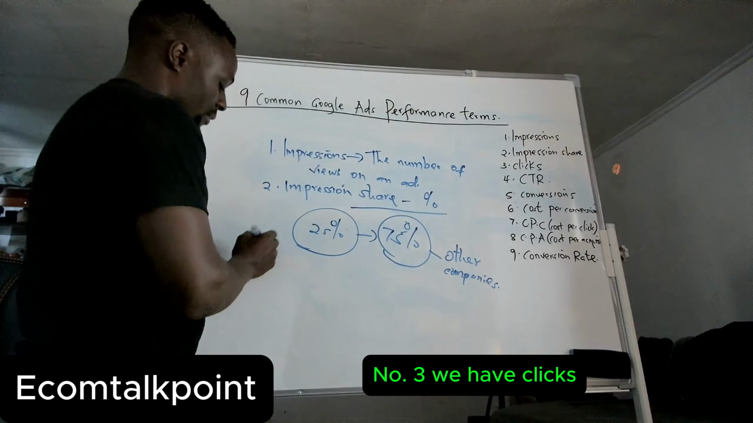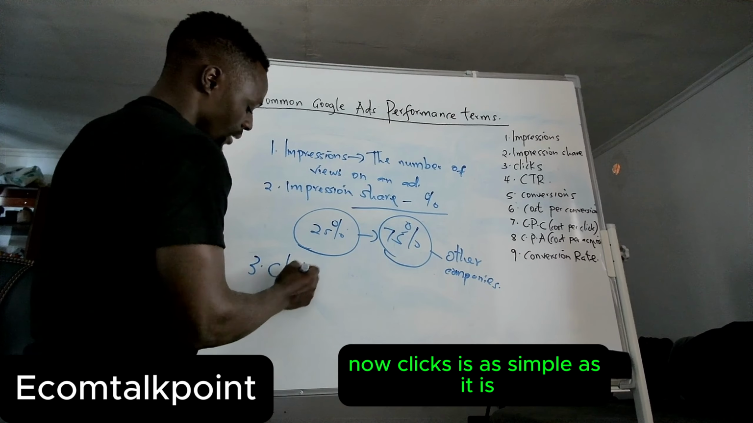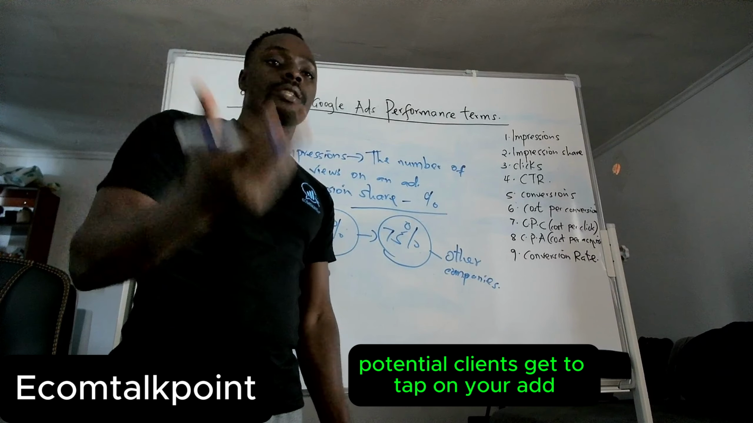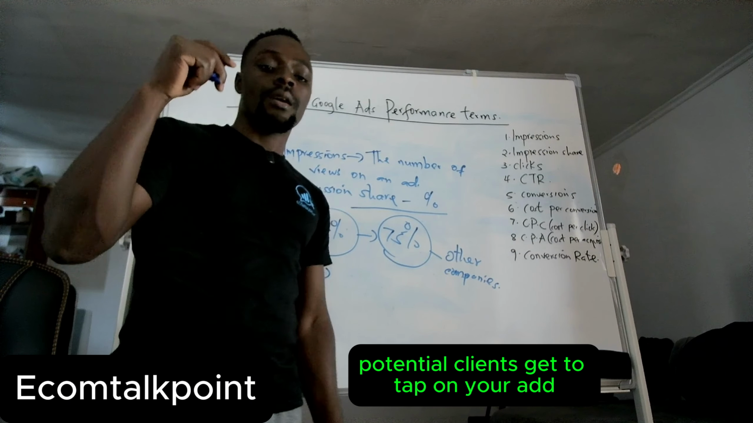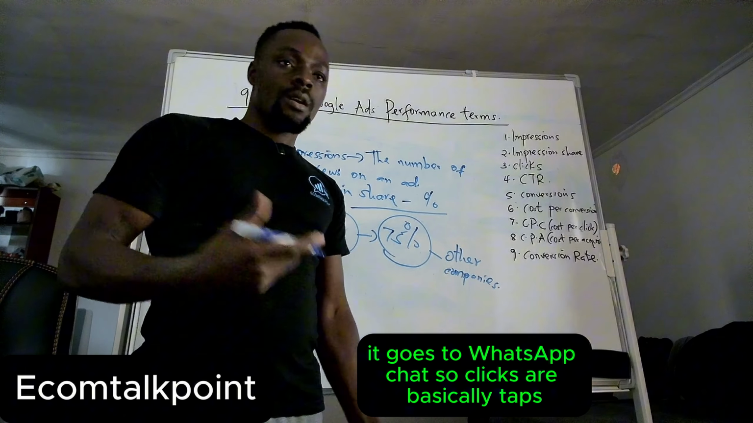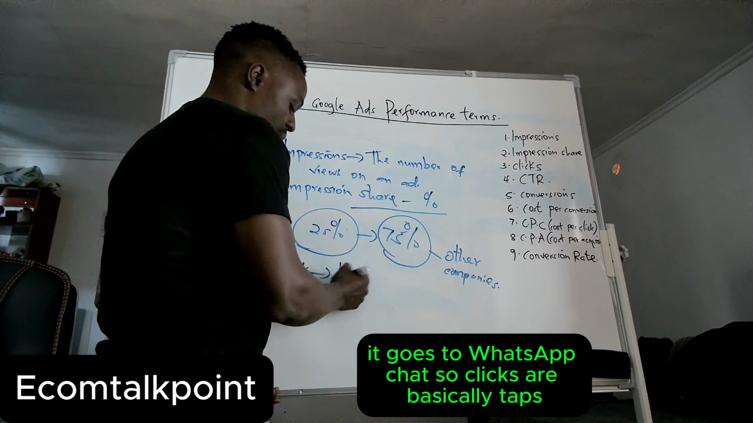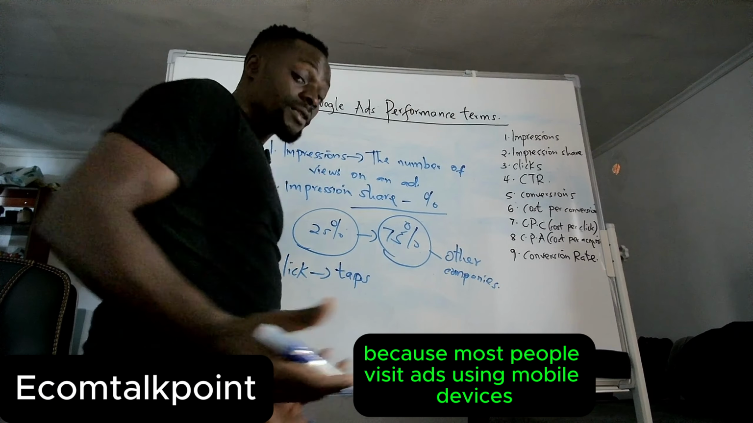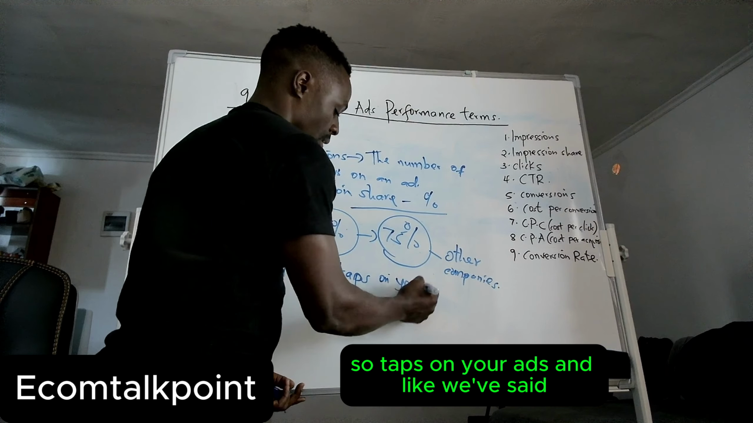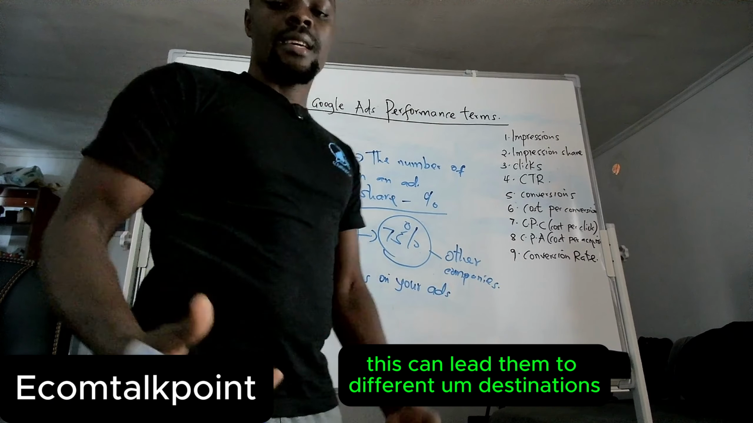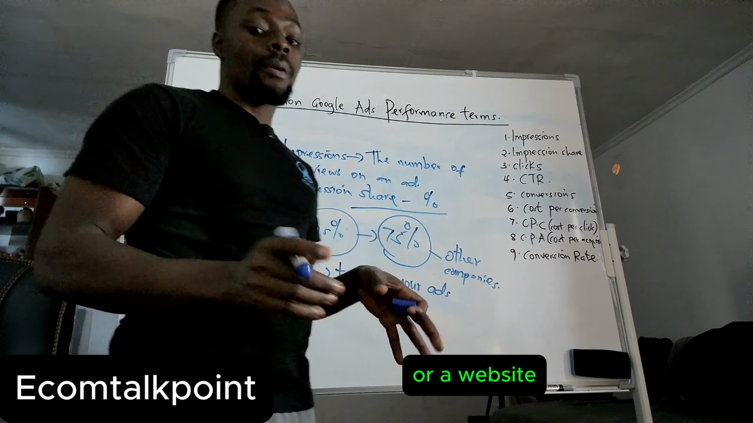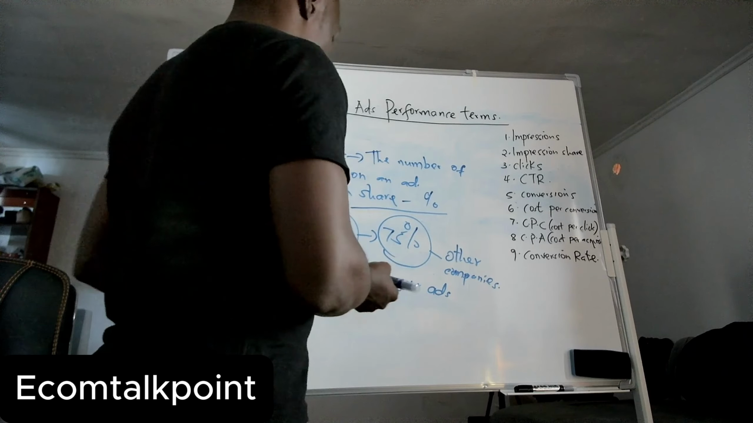Number 3, we have clicks. Now, clicks is as simple as it is. It is the number of times that potential clients get to tap on your ad, whether it's a link or it goes to a phone call, or it goes to WhatsApp chat. So clicks are basically taps. We say taps because most people visit ads using mobile devices. So taps on your ads, and like we've said, this can lead them to different destinations: calls, WhatsApp, or a website where they can complete the conversion.